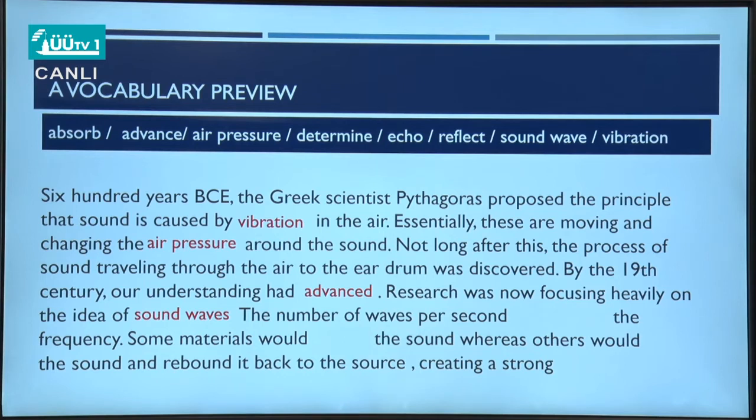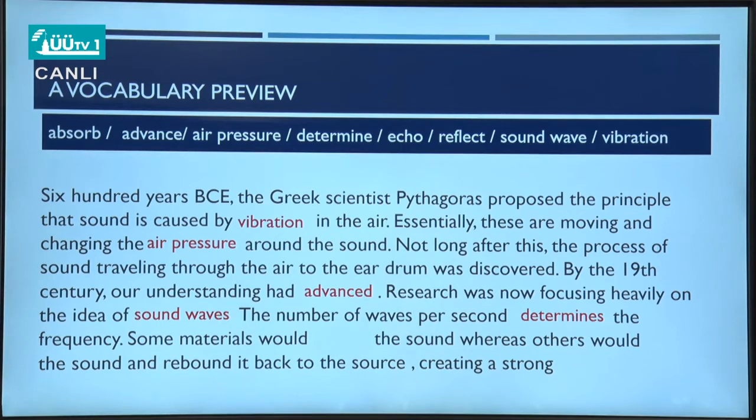The number of waves per second actually determines the frequency, it creates the frequency. Okay, some materials would the sound, whereas other would the sound. So here we need actually two verbs. It's like here they are explaining the technique of how sound waves are traveling throughout the air or whatever.